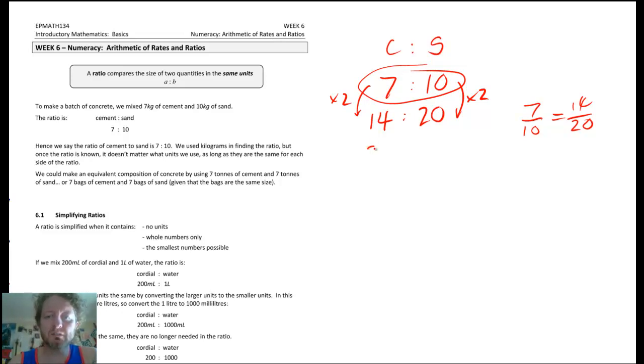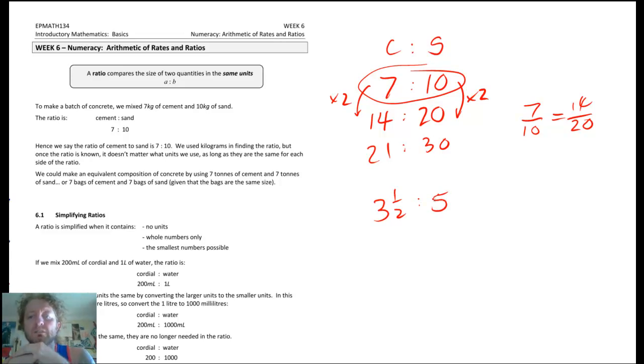I could have said 7 threes are 21 and 10 threes are 30. These are all batches of concrete with sand and cement in the same ratio. I could also have made a smaller batch. Half of the 7 is 3.5, half of the 10 is 5. I could have said just use 3.5 kilos of cement and 5 kilos of sand. These are all relevant ratios, but if we want to talk about what's the simplest form of a ratio, again, we started with it. This was the simplest form of a ratio.